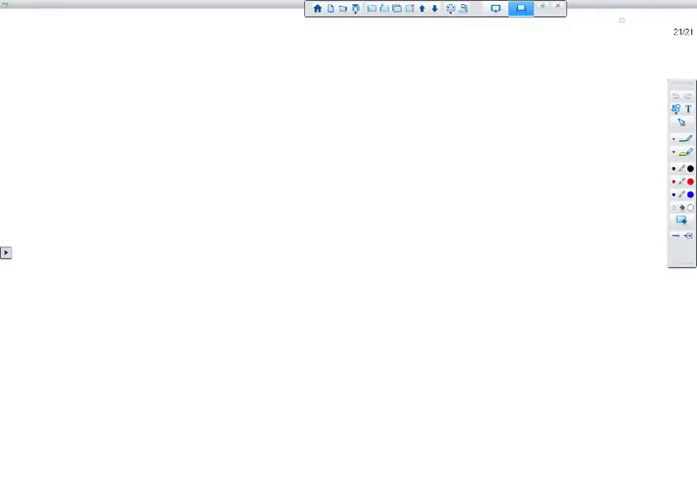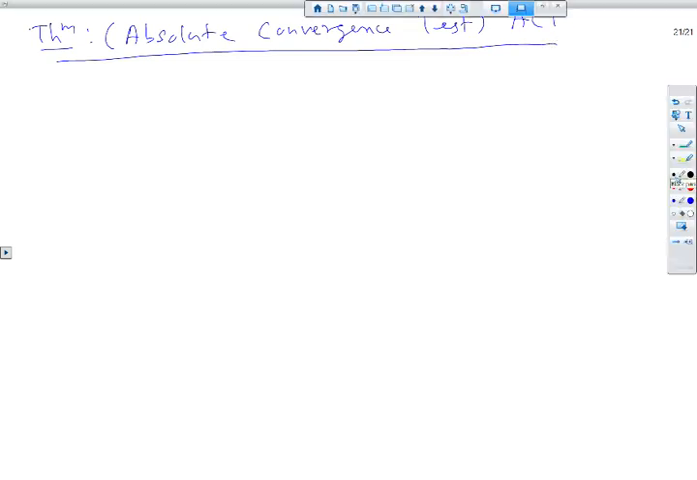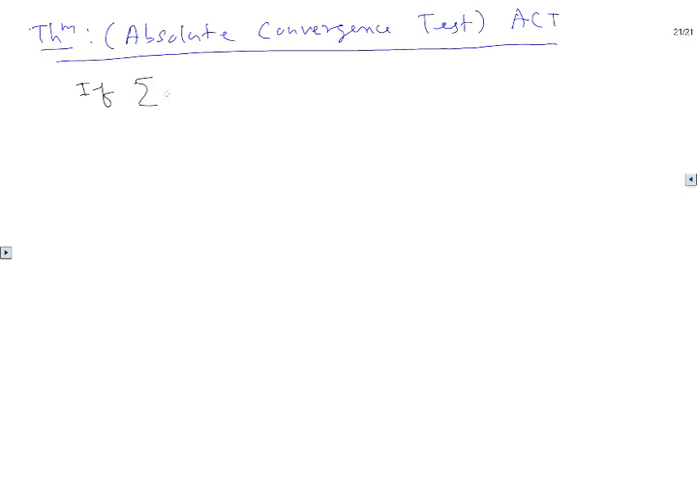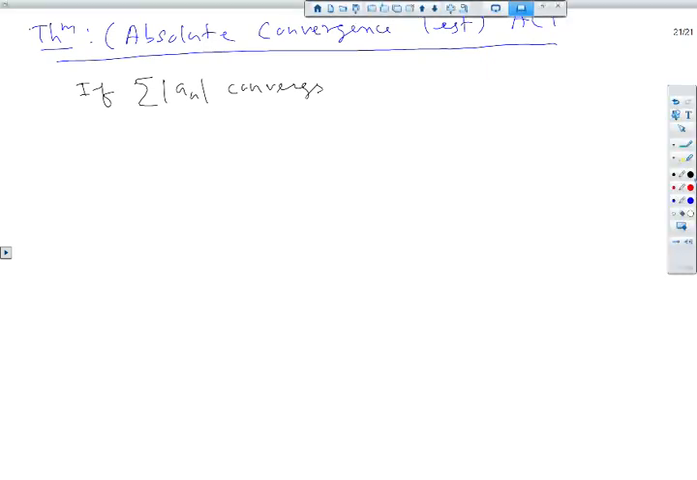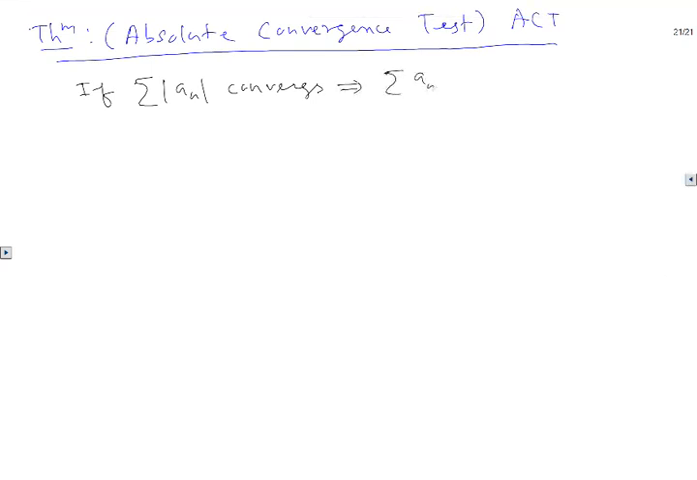In this review we are going to study what we call the absolute convergence test. Let's write this as a theorem. It's called the Absolute Convergence Test, or ACT for short. What it says is that if the absolute series converges, then this implies that the corresponding series converges. That's what it says. If the absolute series converges, the corresponding series converges.